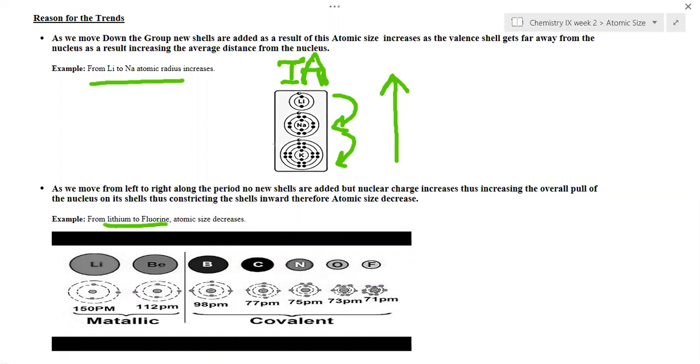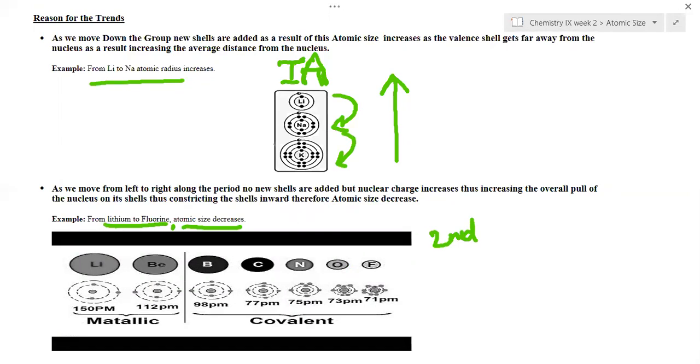So let's see the example of a period. Lithium, beryllium, it is the second period throughout. Lithium, beryllium, boron, carbon, nitrogen. Look, see, there is a decrease in the size. Their measurements are also given to you, but you can also visualize that each atom is decreasing in size as you move towards the right side.